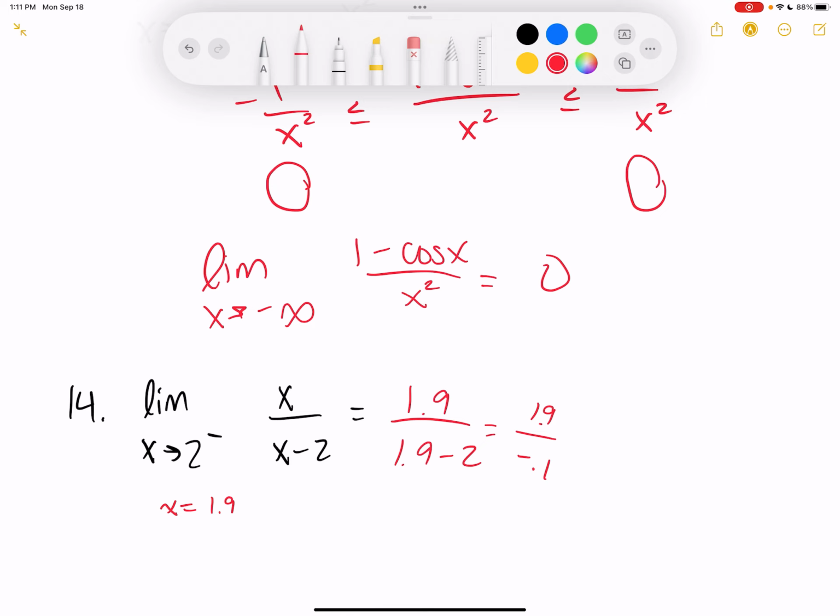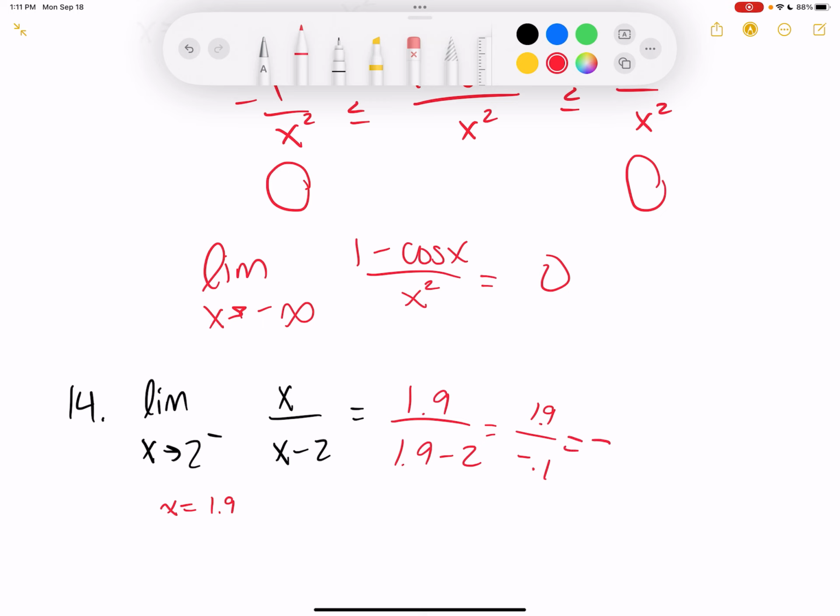Negative. You can type it in your calculator if you need to. Is it that complicated or am I just not thinking? Pretty sure it's just the same as multiplying by 10 or something. Negative, right? 19. Okay. Yeah. Negative 19. Okay. So we know it's going to be negative.